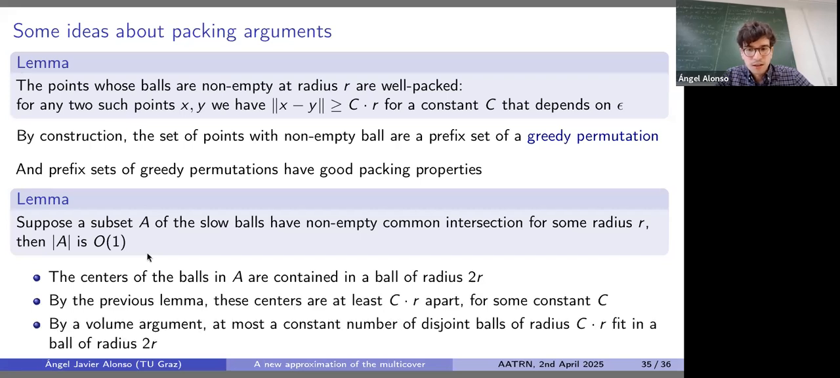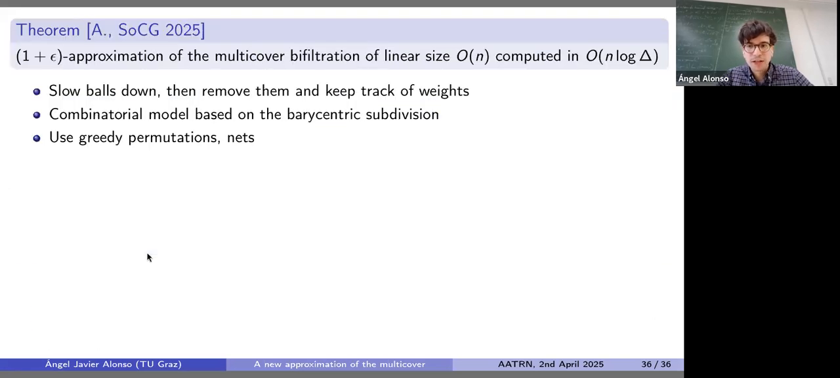Okay. So I have been talking about this theorem, about the approximation of the multicover, and the techniques. Some ideas about the techniques were to slow balls down, remove them, and keep track of the weights, following this work of Cavanna, Jahanseir, and Sheehy with weights. Then there's a combinatorial model based on the subdivision, and then use greedy permutation nets. And so this is my last slide.